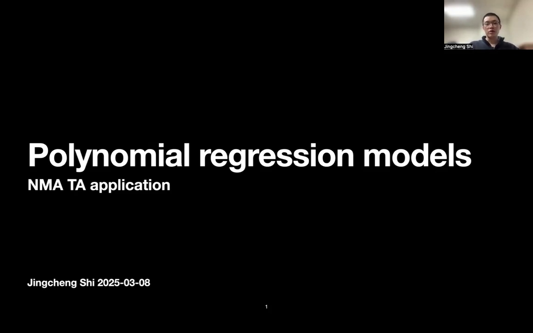My research interests focus on computational neuroscience, and more specifically on dendritic computation and how the computation in a single neuron or a single dendritic branch can help us understand circuit computation. Today I will give you a brief introduction to polynomial regression models, which are widely used in neuroscience data analysis. So let's get started.